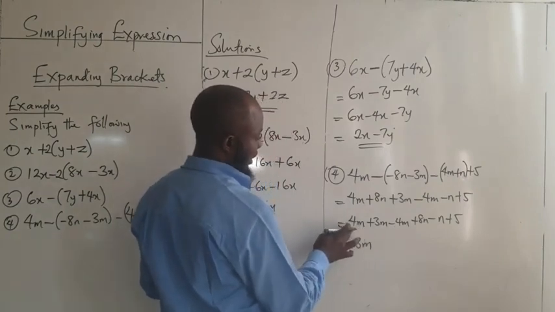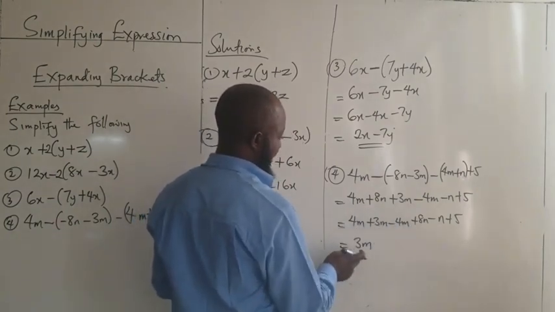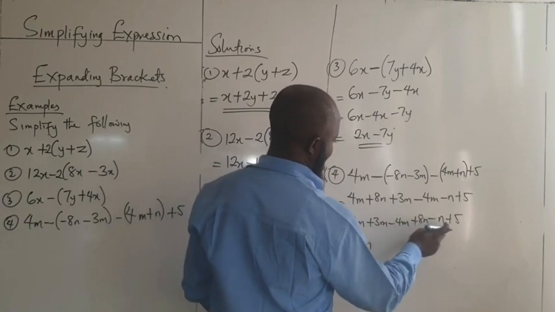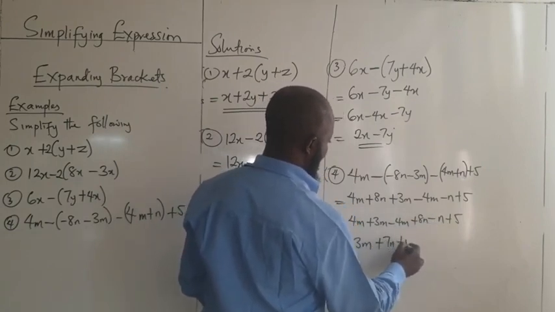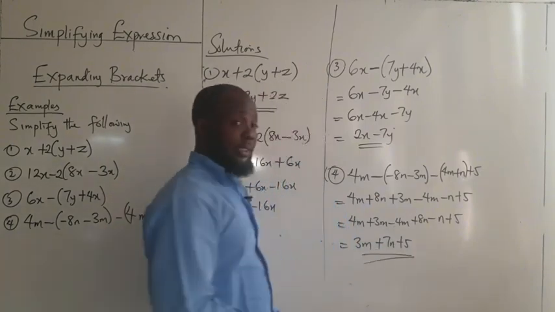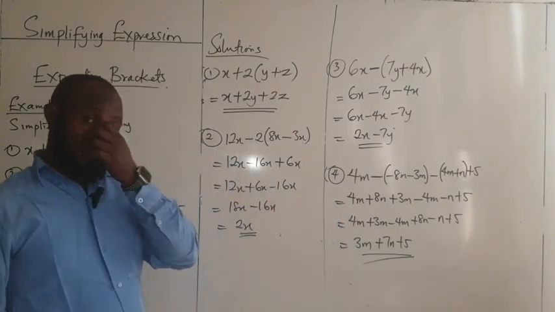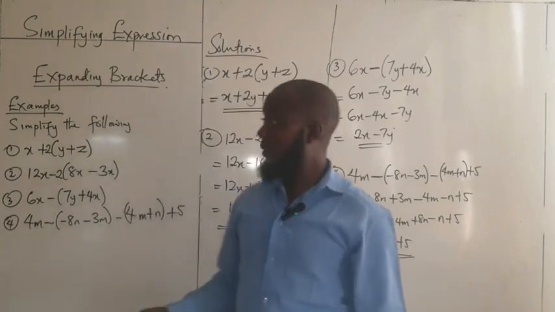Wait, simply put, 4m minus 4m is 0, and that remains. So 8n minus n gives plus 7n, then plus 5. So this will become the answer. You cannot solve further here. So that is that on algebra. We are done with this.